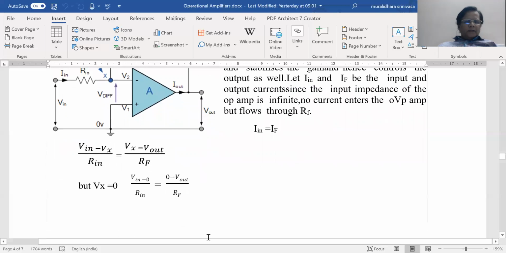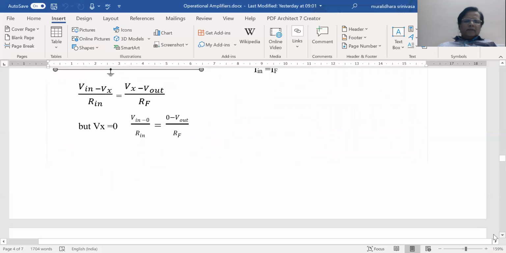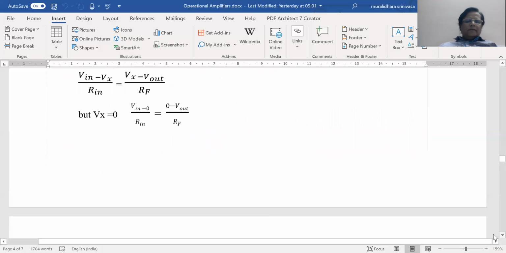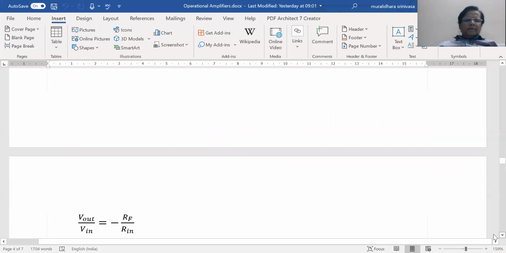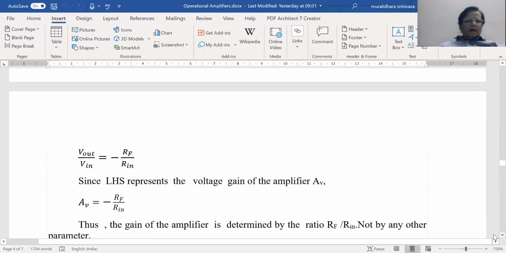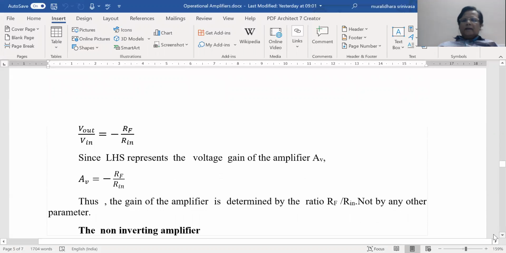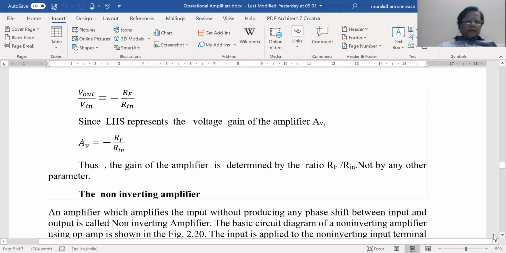Again Ohm's law. But Vx is 0. If you substitute Vx here, (Vin minus 0) by Rin is equal to (0 minus Vout) by RF. So you cross multiply, then Vout by Vin is equal to minus RF by Rin. The left hand side represents AV, the gain of the amplifier. So the gain of the amplifier is simply set by the ratio of the resistances RF by Rin.